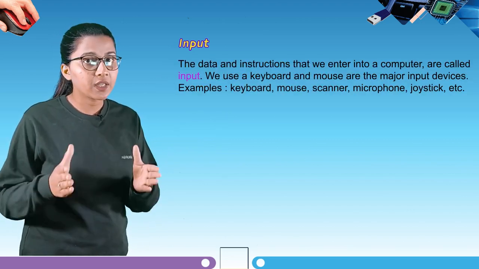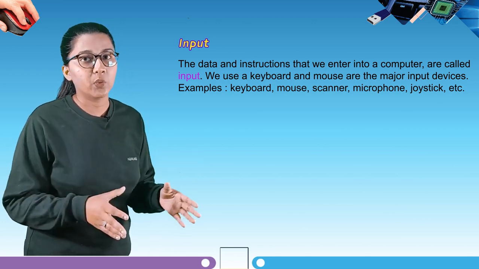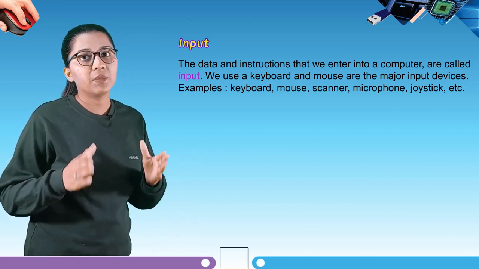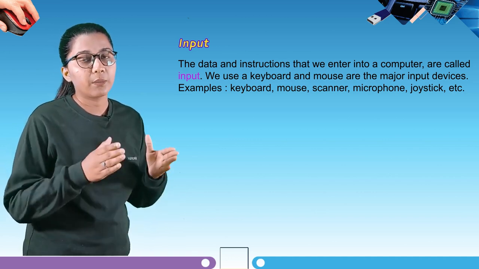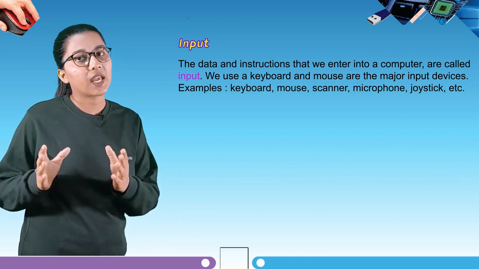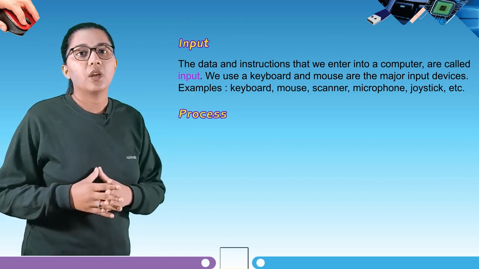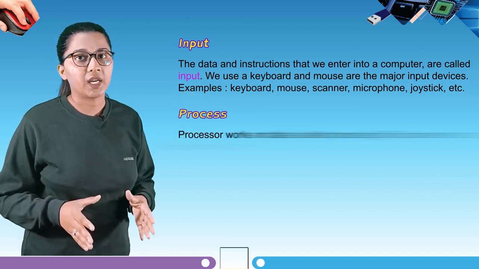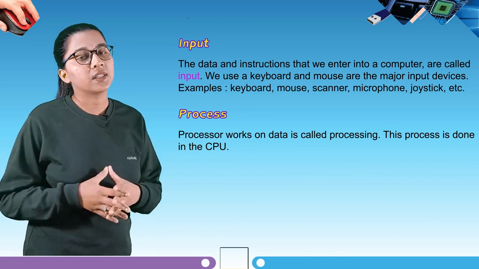Now we have input. The data and instruction that we enter into a computer are called input. The keyboard and mouse are the major input devices. Examples: keyboard, mouse, scanner, microphone, joysticks, etc. Now we have process. Processor works on data is called processing. This process is done in the CPU.